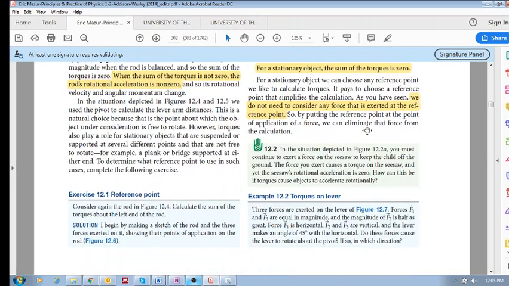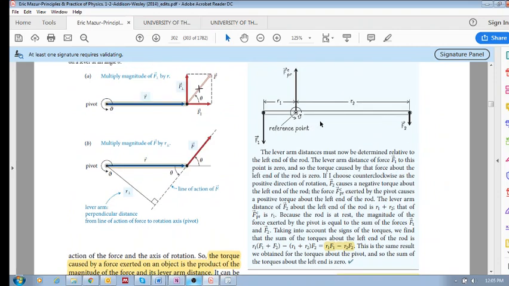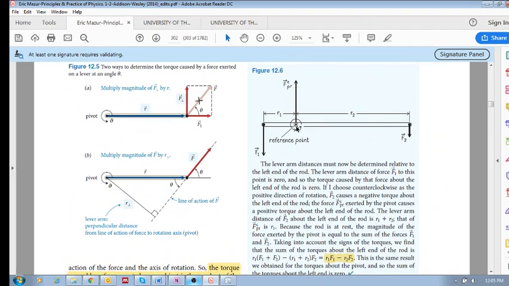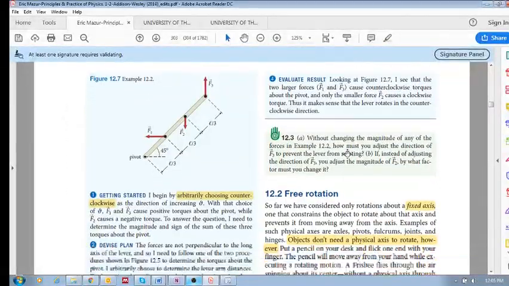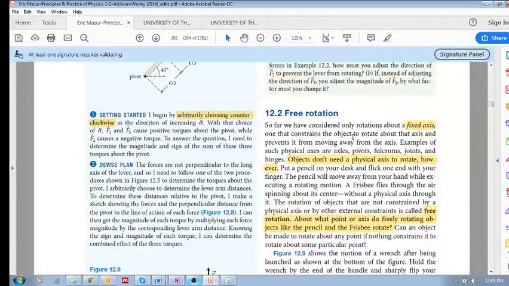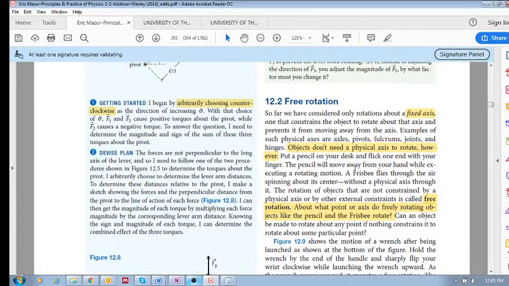What about this one? We chose this as our axis of rotation, and then we chose this point as our axis of rotation. But this was fixed. Let us now consider what happens when you simply throw an object and it rotates. You throw it through the air and it rotates.